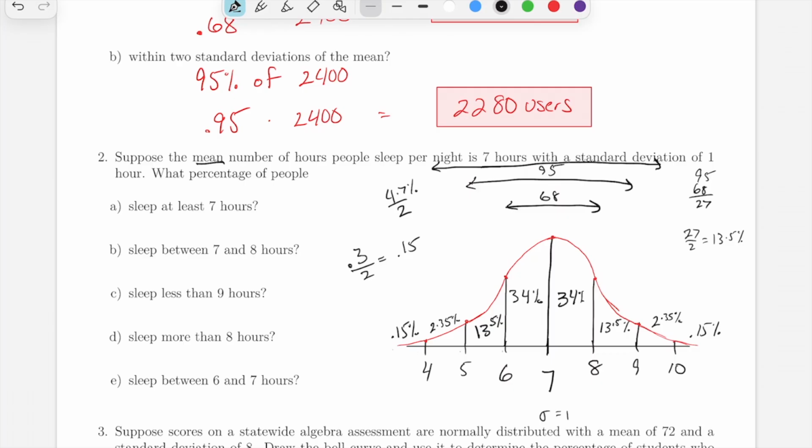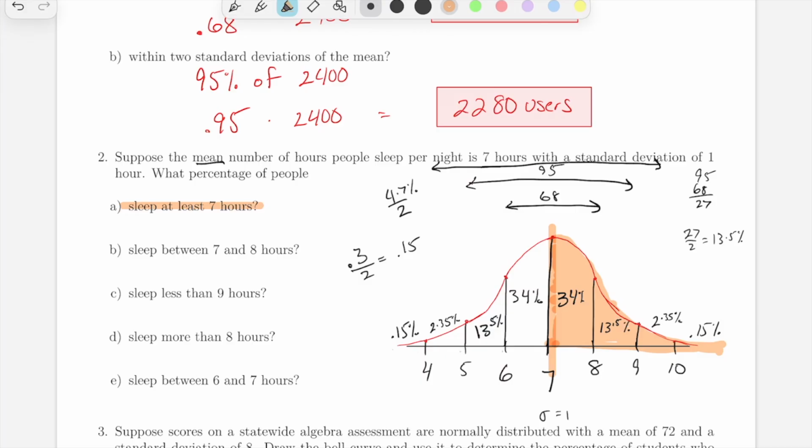Now we can say we're ready to answer these questions. What percent of people sleep at least 7 hours? Well, here's 7. What we could do is add up all of these numbers because it says at least 7, and at least means 7 or greater. But man, that seems like a lot of work.